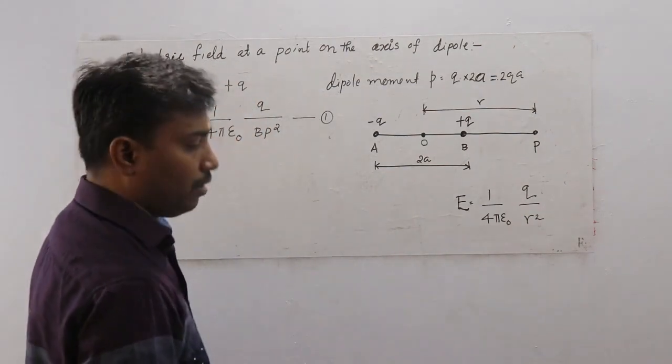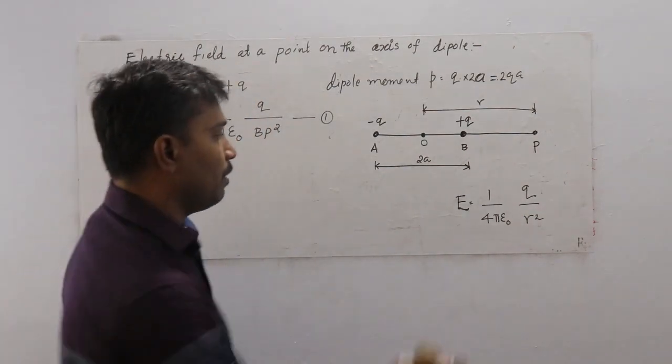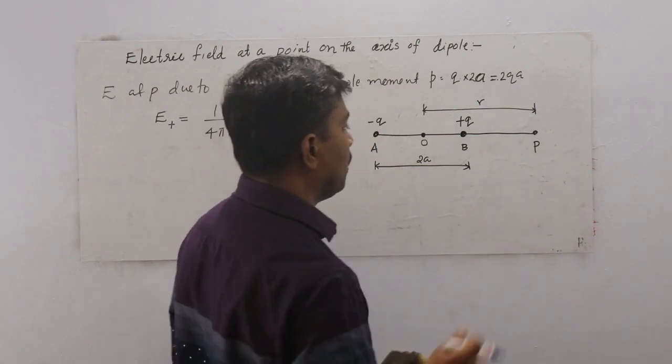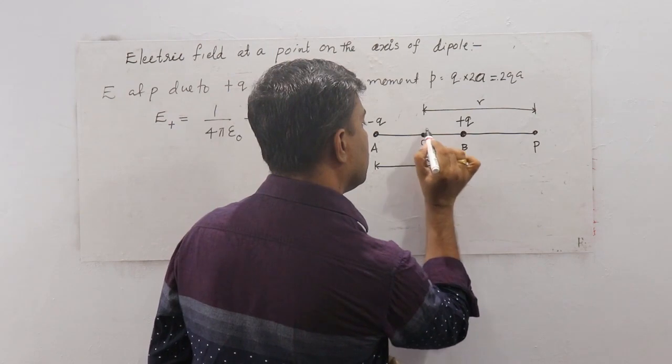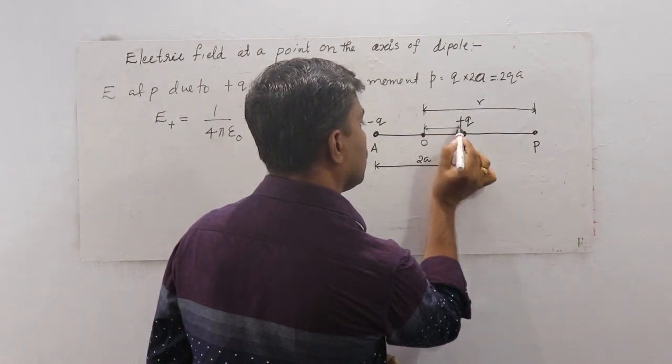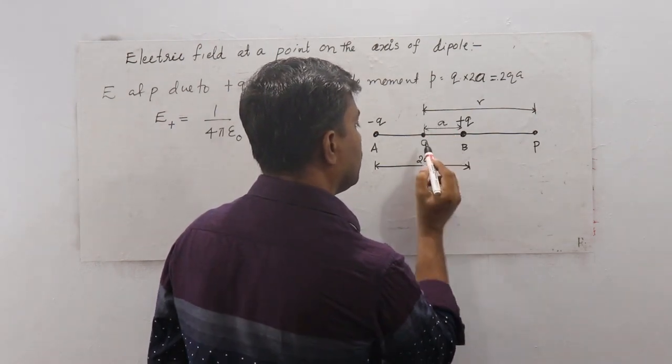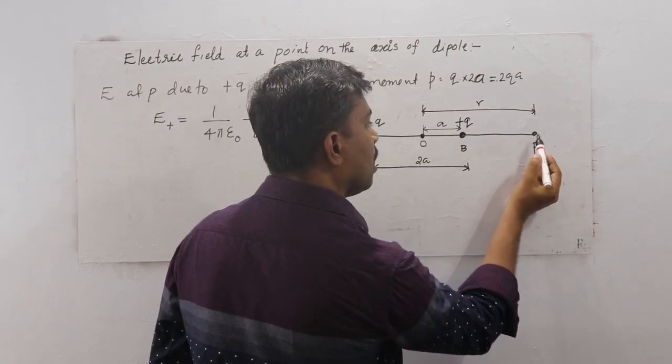So we need to find out the value of BP. We know that the distance from the center to B, this distance, is a. The distance from O to P is r.